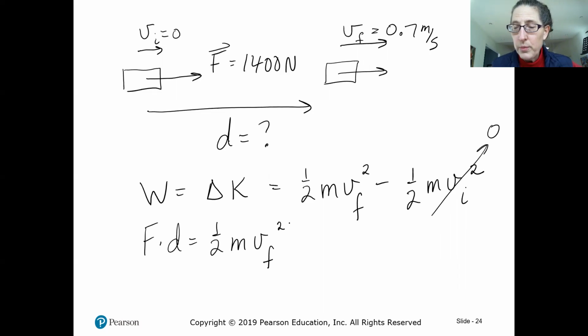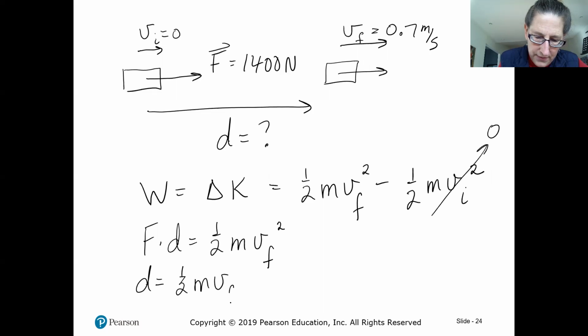Now you could work this question out using kinematics. You could work out an acceleration, and then you could use your kinematic equations. But we saw that that just converts to this formula, and this is a much easier and handier formula. We're trying to find D. So D must be 1/2 m v final squared divided by the force.